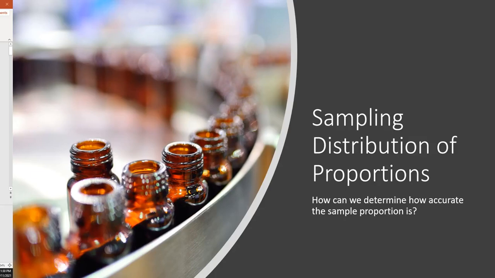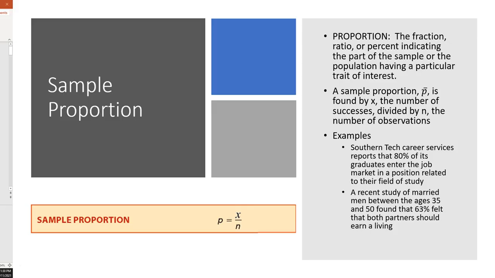So when we're looking at the sampling distribution of our proportions, we're really asking the question, how can we determine how accurate the sample proportion is? A proportion is a ratio, fraction, or percent that indicates the part of the sample or population that has a particular characteristic. We may have seen other examples where we've used the ratio scale of measurement. Here, we're going to use the nominal scale of measurement since the outcomes will be limited to two values.